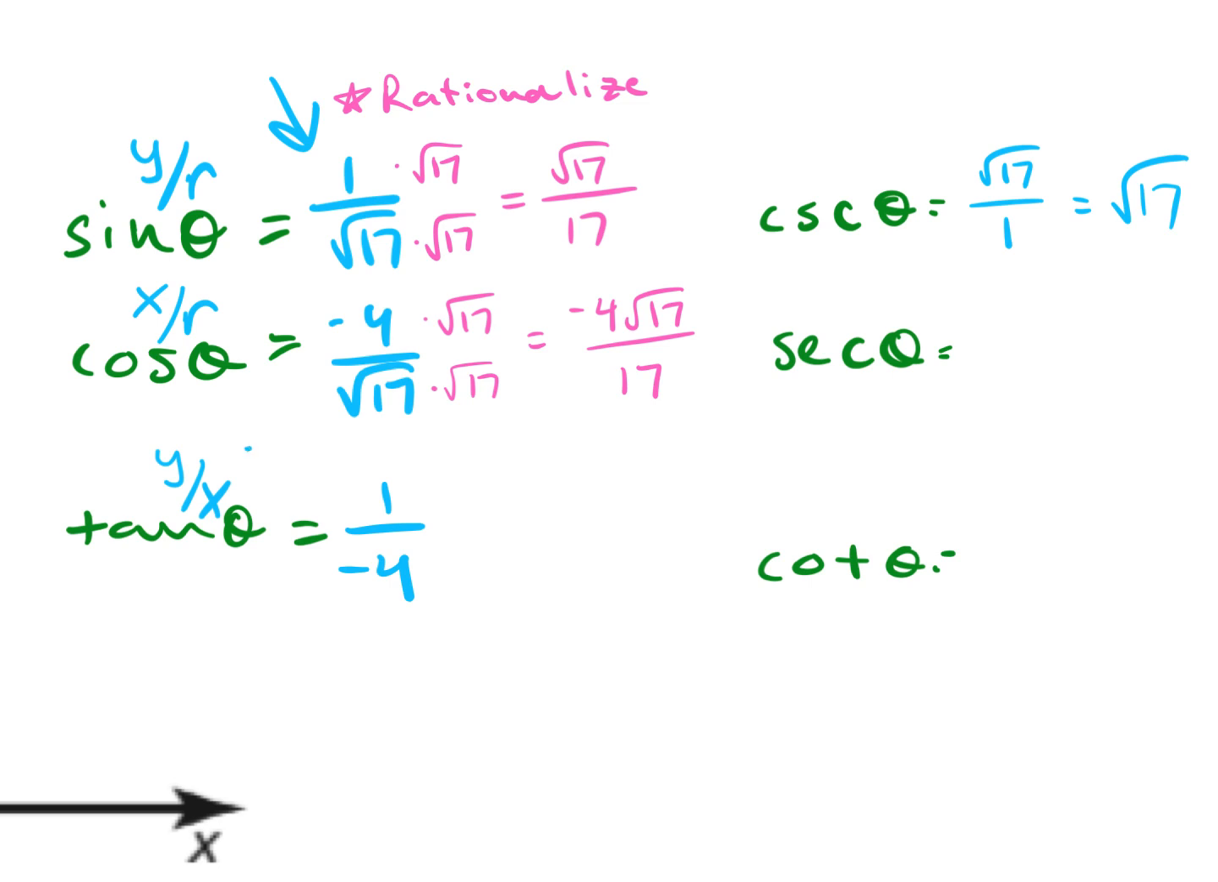For secant, again, we're going to flip the original one. So it would be square root 17 over negative 4. And then cotangent, we're going to flip tangent. So we get negative 4 over 1, which is negative 4. Awesome. So these would be our 6 trig functions.